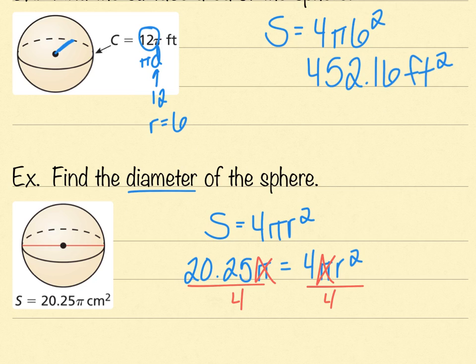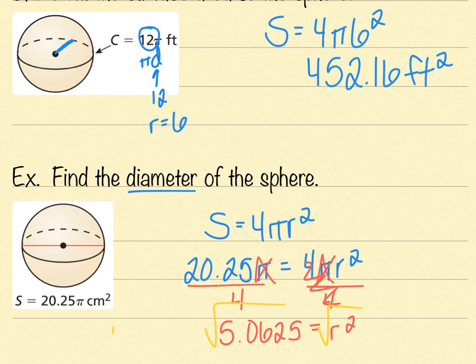And 20.25 divided by 4 is 5.0625. Don't round that yet. And of course, that 4 is gone, so equals r squared. And then what I'll do is I'll find the square root. That would be the opposite since I'm working backwards. I'm going to find the square root of both sides so I can just find the radius. And so I'm going to square root my previous answer. Remember, you can find your square root button on your calculator.